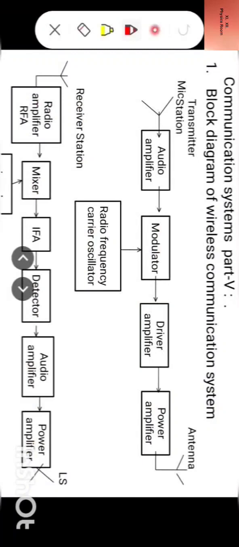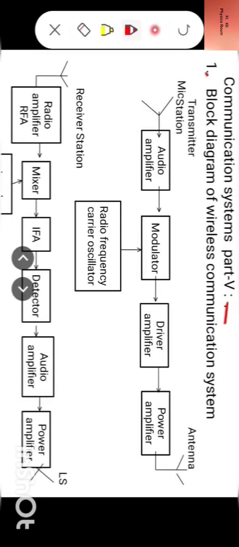Hello friends, continuing with the topic of modulation in communication systems. Today we come to its fifth part, that is communication systems part 5. In this part we are going to study about wireless communication system using amplitude modulation. So here is the block diagram of wireless communication system in the first step.